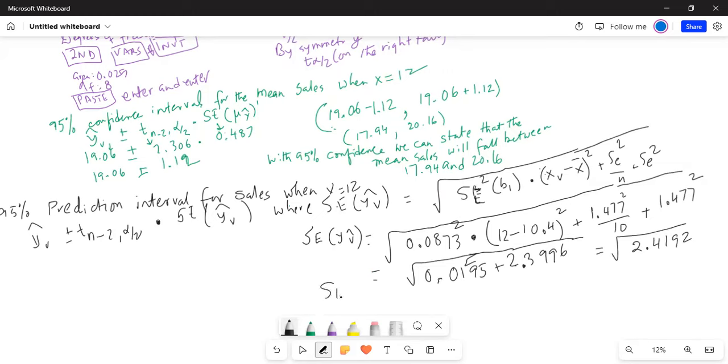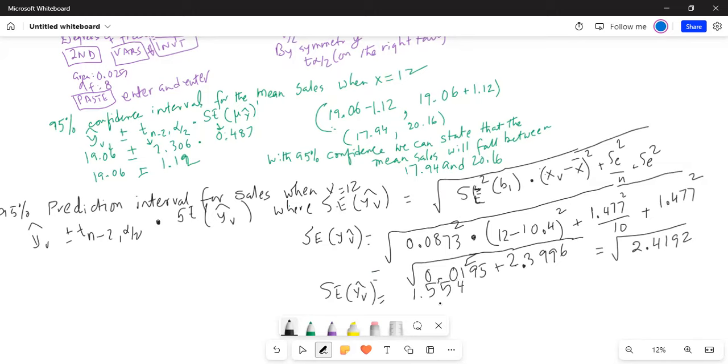So SC for a single value of y is equal to the square root of 2.4192, which is 1.554. Okay.